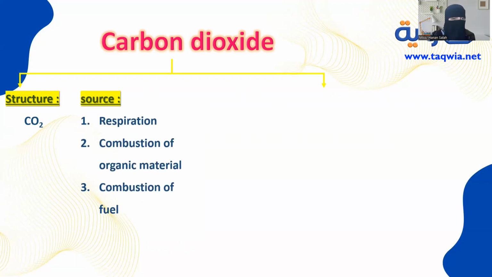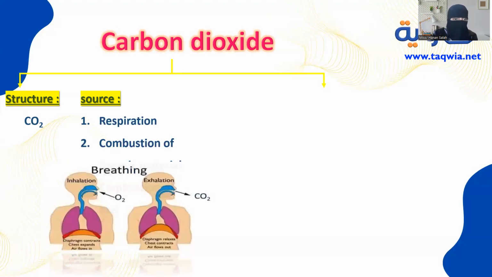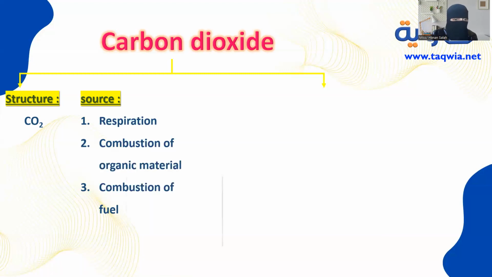But for its sources, of course, it's different from oxygen. Here you can get carbon dioxide gas from the respiration process. You take in oxygen, but you make carbon dioxide gas from your body. So carbon dioxide gas sources, number 1, respiration. Number 2, combustion or burning of organic material like wood, and also the combustion of fuel. Those are the sources of carbon dioxide gas.